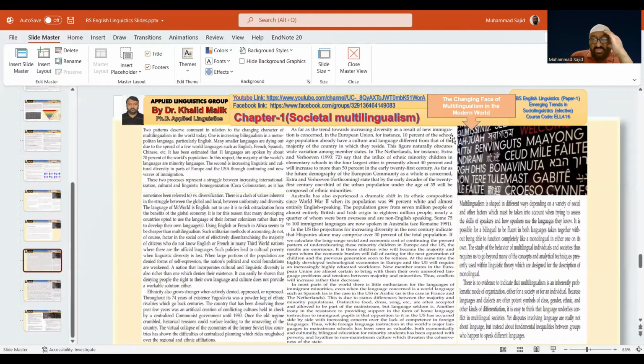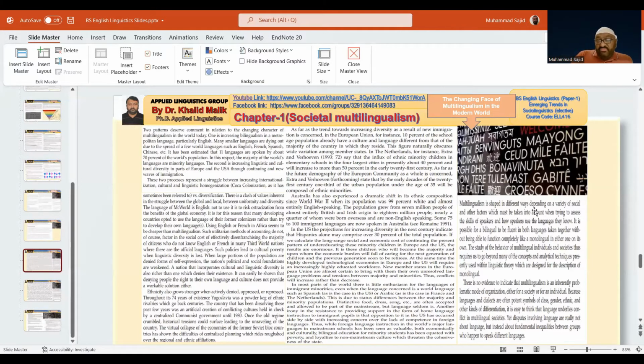I have given an example. It's actually the changing face of multilingualism in the modern world, from different languages. Let's call it code switching, language change.